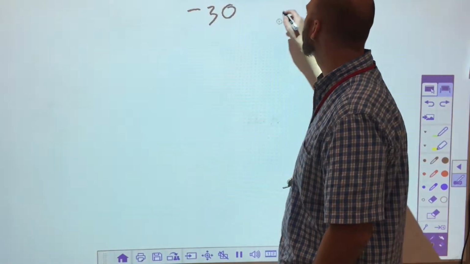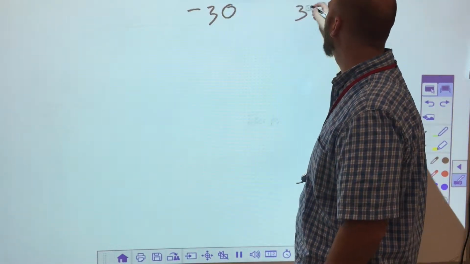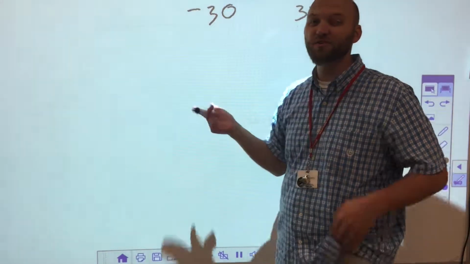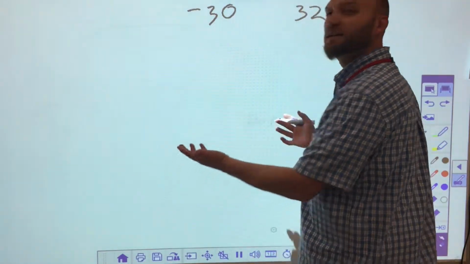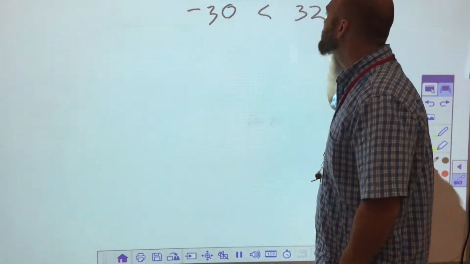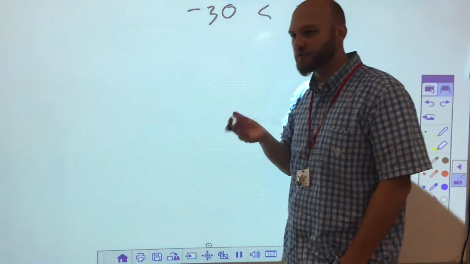So if I'm looking at negative 30 and 32, which one is bigger? Well, obviously positive 32 is bigger than negative 30. That's a given, right? Any positive number is bigger than negative. So comparing those two, it's no difficult task.